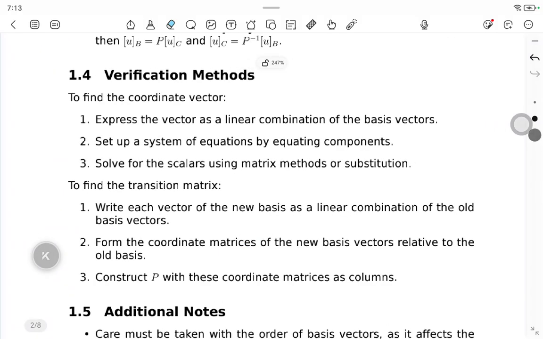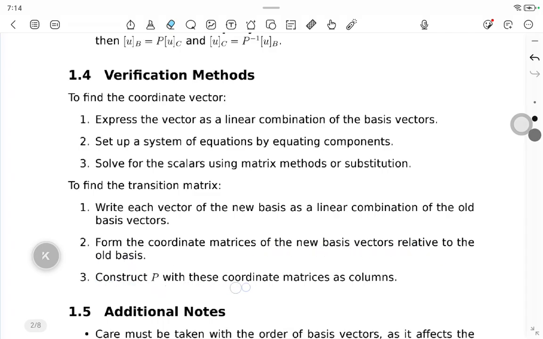Now let's look at this. I did put some verification methods here, and we say that to find the coordinate vector, we express the vector as a linear combination of these basis vectors, right? Then we set up a system of equations by equating components. Then we solve for the scalars either by using matrix methods or substitution. Usually we use simultaneous equations. So these two are the same, right? You do them the same way. Then here they say write each vector in a new basis as a linear combination of the old basis, the same thing. Then we form the coordinate matrices of the new basis relative to the old basis.